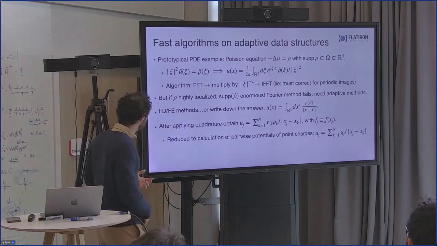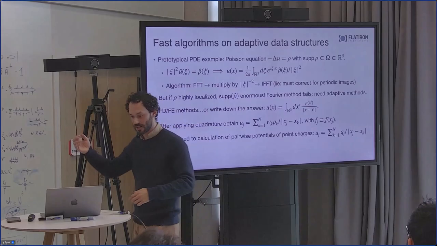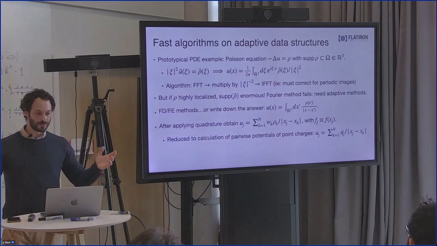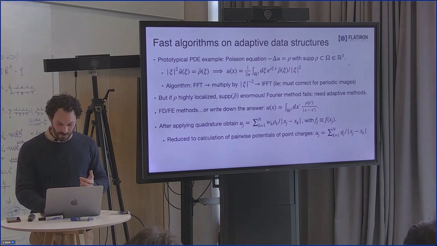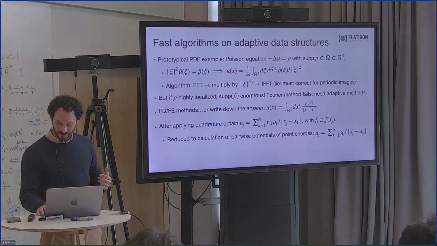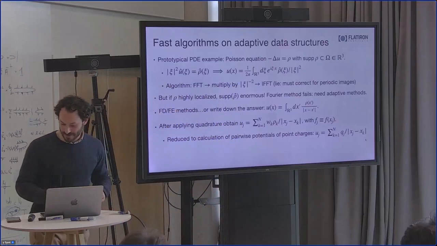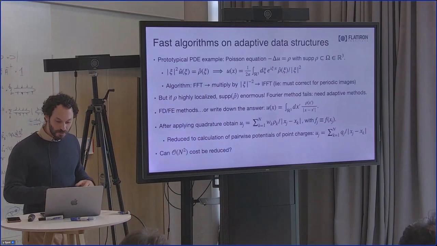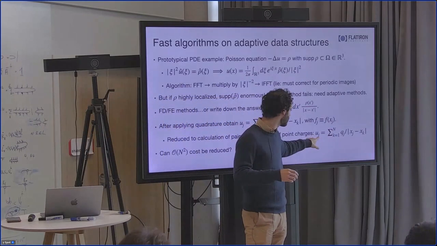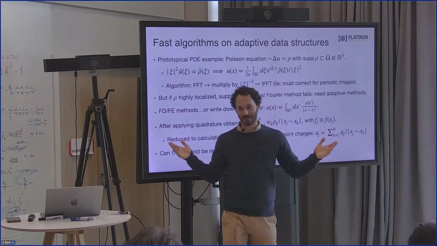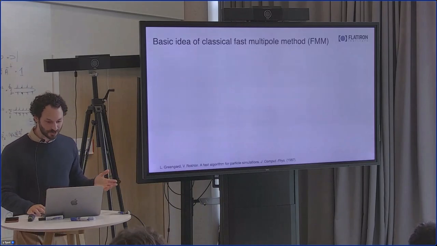And this is really now just the problem of calculating the potential of a collection of point charges on all of the other point charges. So I'm writing this w_k rho_k as, oh, this should be q_k, sorry. q_k. So it's this nice classical electrostatics problem. But of course, the scaling of doing this calculation is O(n^2), where n is the number of points, because it's a matrix vector multiplication at the end of the day. So can this cost be reduced?